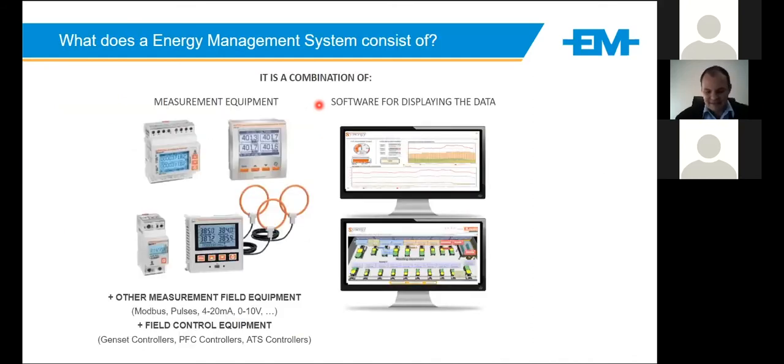Now, energy management is the concept, but what does the energy management system consist of? Typically it would be a combination of measurement equipment, which could be meters in our case, and that's what we will focus on today. It could be other field controllers, gensets, power factor, changeover panels, and so forth, each of which contributes to the energy of the site or management of the energy. And then with all this wonderful hardware in the back end, we obviously need to display it somewhere. Else we'd all be running around with little clipboards trying to write down information and make sense of it. So the second component would be software for displaying the data. All right, so hardware on one side and software on the other.